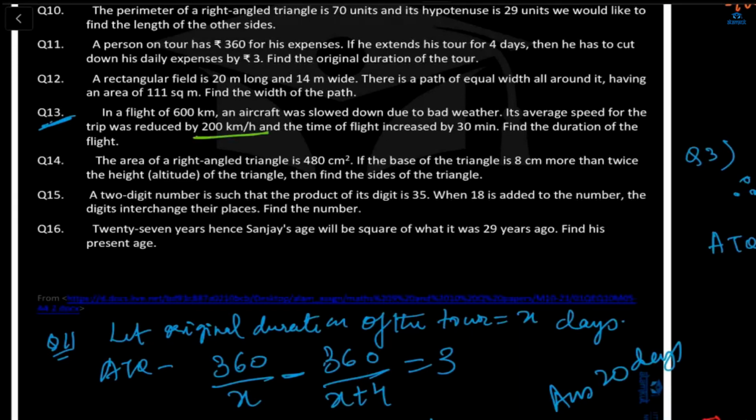डिफरेंस जो है वो स्पीड का दिया है, तो स्पीड निकालोगे आप. The original speed, when your original time was taken, that will be 600 kilometer by x. And the next time that it will be taking: an aircraft was slowed down due to bad weather, its average speed for the trip was reduced by 200 km and the time of flight increased by 30 minutes. So increased हो गया 30 minute time यहाँ पे. So 600 by x plus half. Why half I'm taking? Because 30 minutes, so 30 upon 60 it will convert. Since it is written in kilometer per hour, I'm not taking minutes.